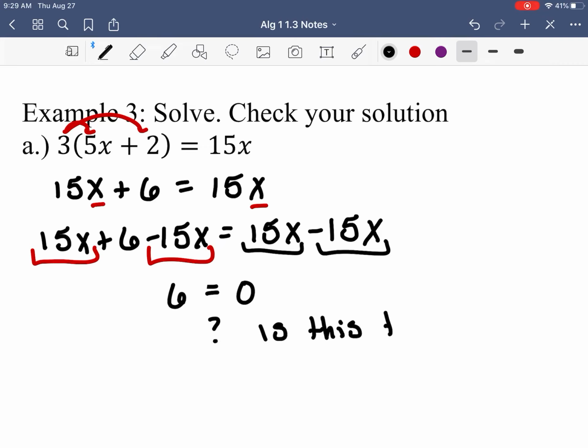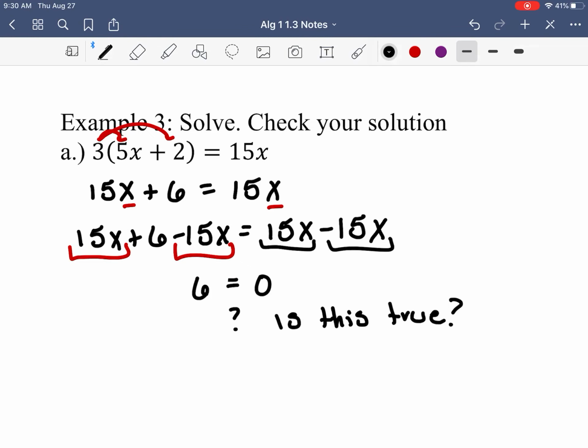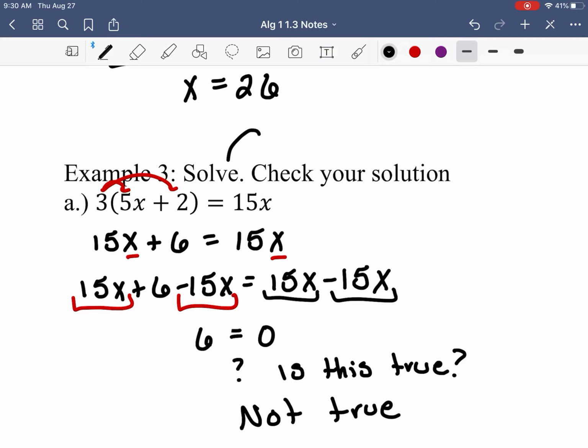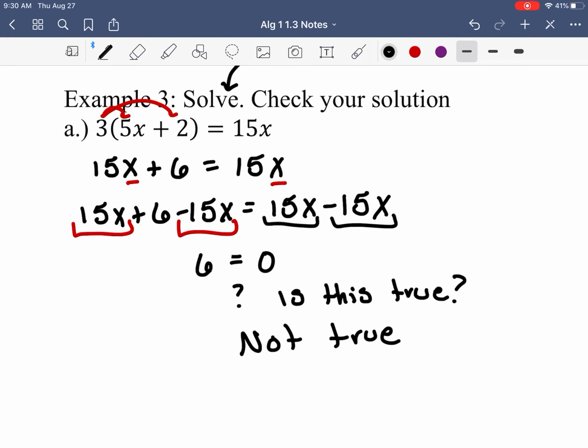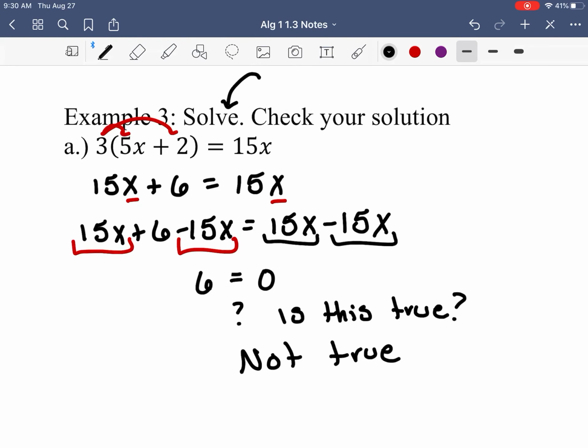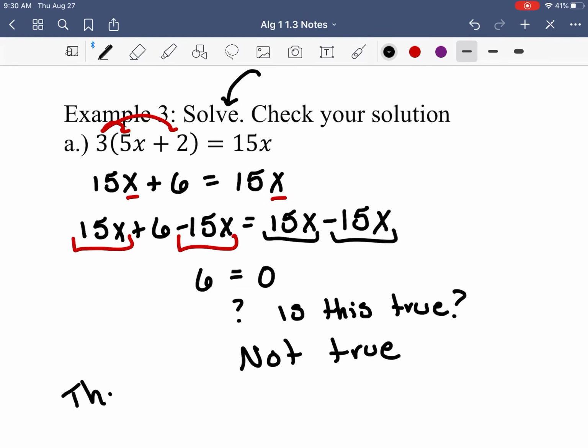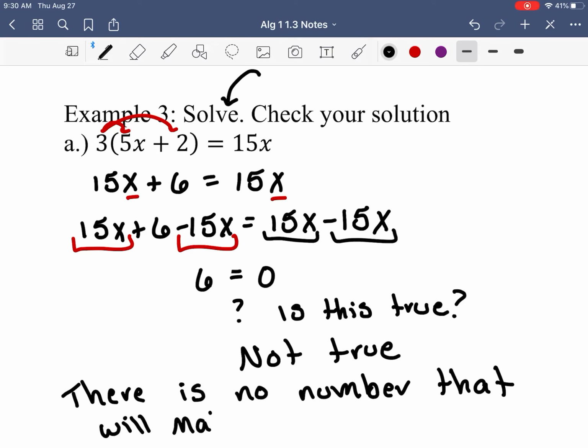Okay, well, but does this make sense? Is this true? Does 6 equal 0? No, it doesn't. It's not true. So what this tells me is that since I get a not true statement at the end and my x is completely canceled out, there is no number that will make this equal.